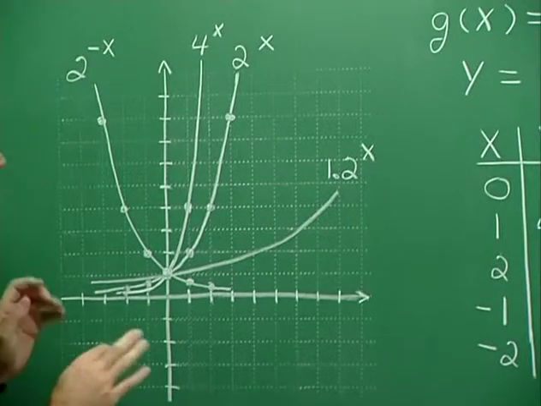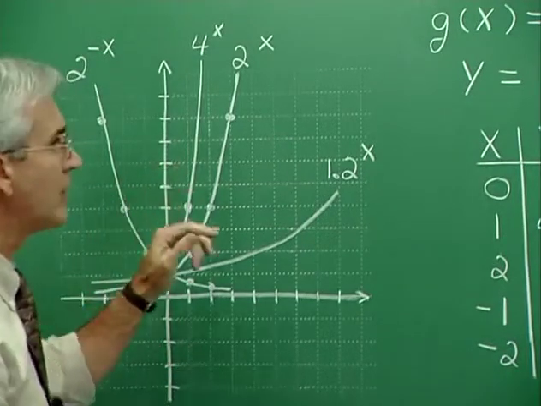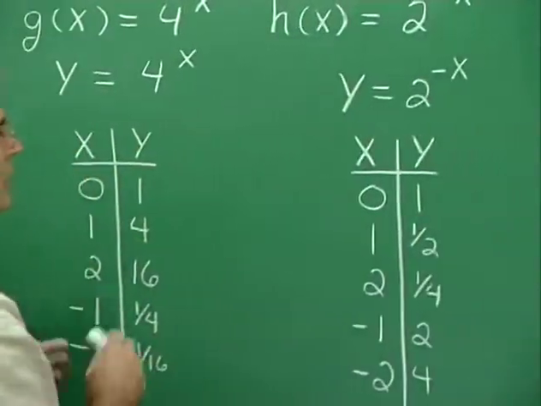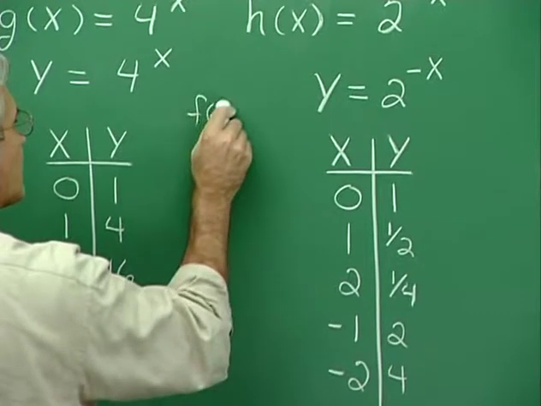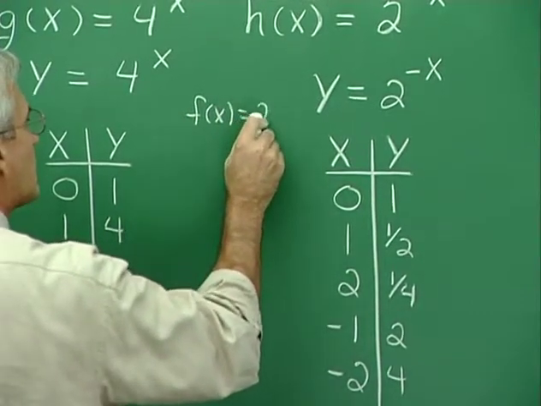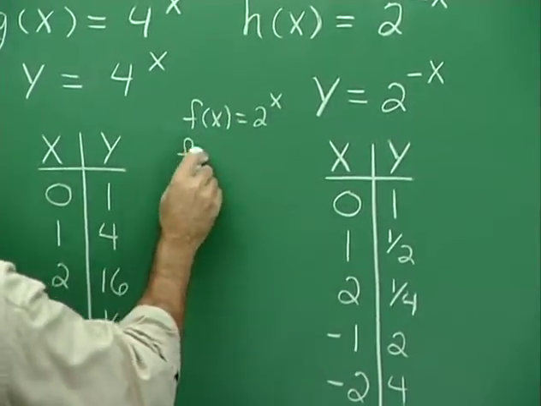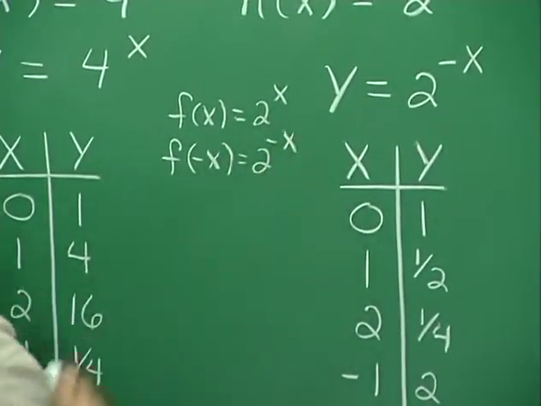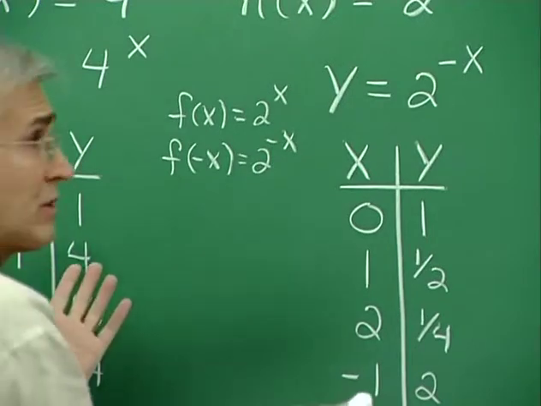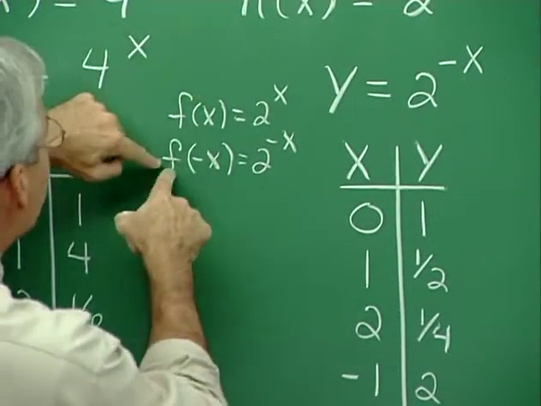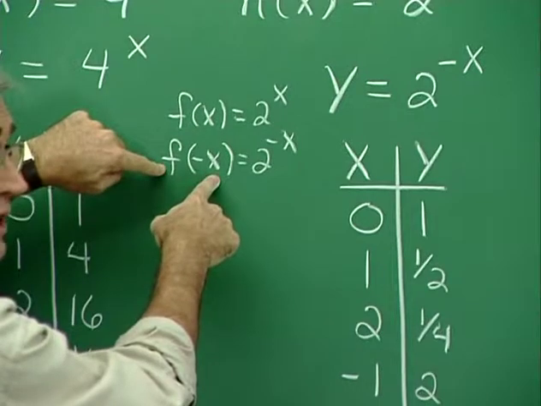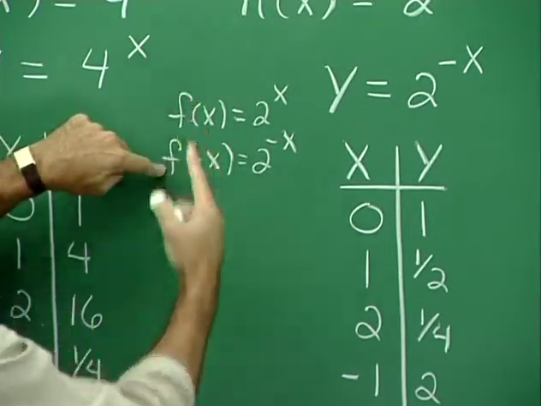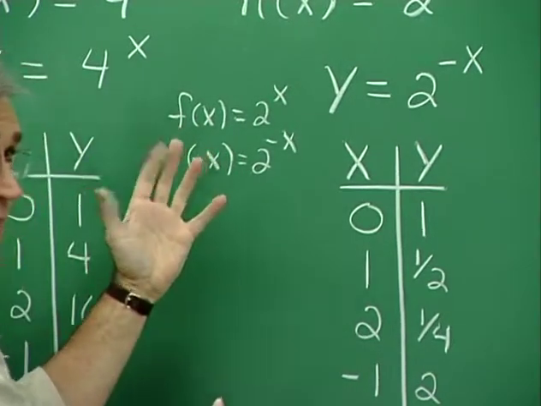We studied reflections and transformations in a previous chapter, and if we rewrite this in a particular way, we'll see why that reflection took place. If f of x is 2 to the x power, then notice that f of negative x is 2 to the negative x power. You see? No wonder we have that reflection, because this is that idea that f of negative x gives us a reflection of the graph of f in the y-axis. So that's what's happening here.